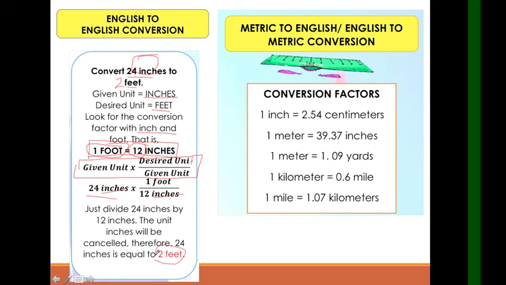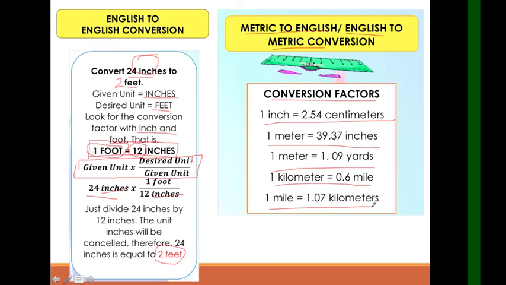Okay? Now, how about metric to English and English to metric naman? Paano naman ito? So, kanina, English to English lang tayo, tsaka metric to metric. What if naman kung metric to English and English to metric? So, for the conversion factors, we have 1 inch equals 2.54 centimeters, 1 meter is equal to 39.37 inches, 1 meter is equal to 1.09 yards, 1 kilometer is equal to 0.6 mile, and 1 mile is equal to 1.07 kilometers.